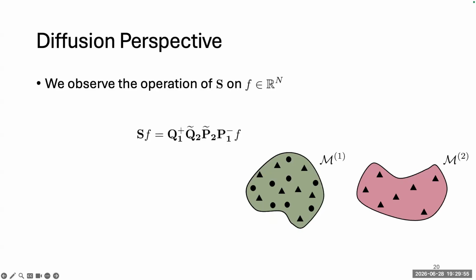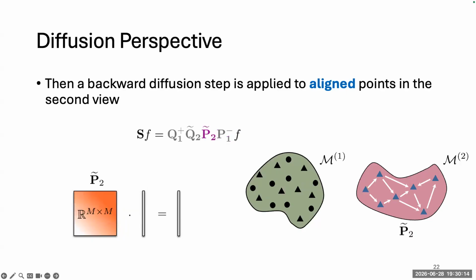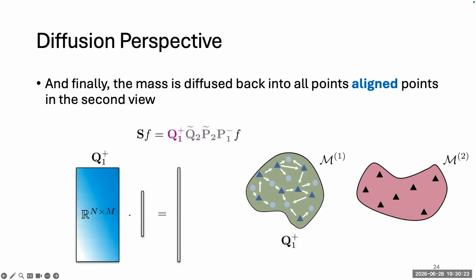Now observe how S operates on a function f on the data points by splitting it into 4 steps. First, the mass is pushed or propagated from all samples to only aligned samples by P1 minus, taking a long vector in Rn and returning a short vector in Rm. Then, through alignment, mass is transferred to the second manifold and is propagated by P2 tilde and Q2 tilde. And finally, the mass is pushed back to all points by Q1 plus, returning a vector in Rn, resulting in a diffusion process that incorporates both views and all the available measurements.